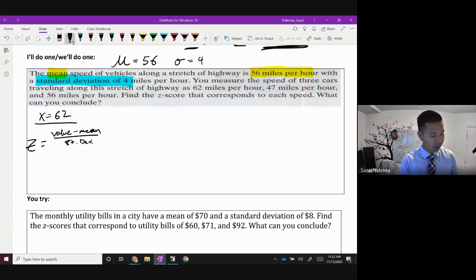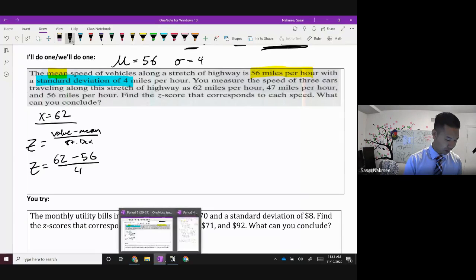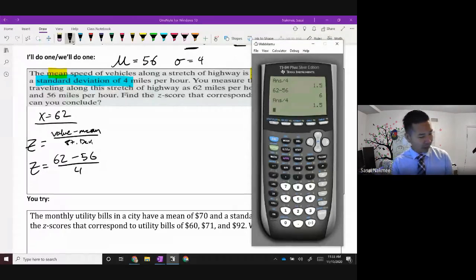So to calculate the z-score for 62, I would say that z is going to equal 62 minus the mean, which is 56, divided by 4. And again, you just plug this into your calculator and see what you get. So let's go ahead here and take a look. I have here 62 minus 56. That's going to give me that number. Divide that by 4. And I have a z-score of 1.5.